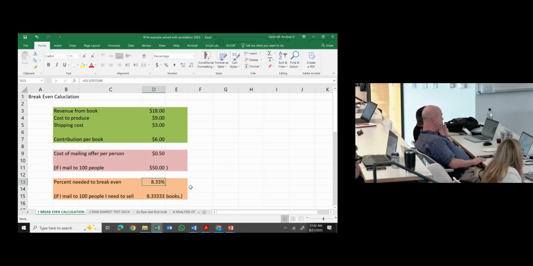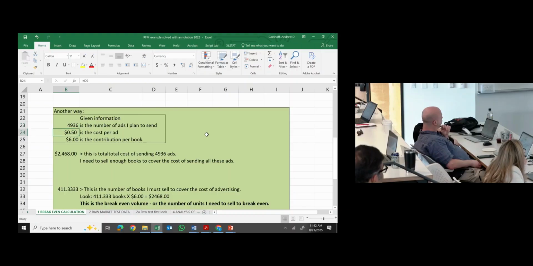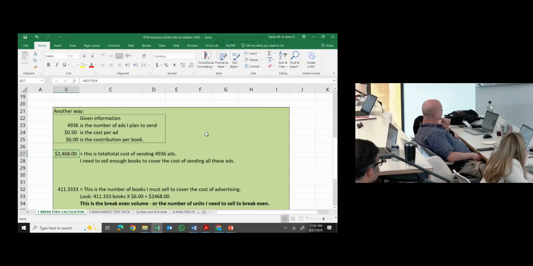So somewhere between 8 and 9, and then I can calculate it out to 8.3. Another way some people may have solved this: I sent the ad to 4,936 people. It was 50 cents per ad. The contribution of the book is $6. So the amount of money I spent was $2,468 on advertising, 50 cents each to these 4,936.